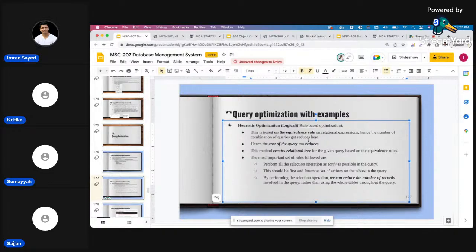Number of combination of queries gets reduced. Cost of the query also reduced. This method creates a relational tree for the given query based on the equivalence rules. Most important rules are as follows. Perform all selection operation as early as possible. This should be first and foremost set of actions on tables in the query. By performing the selection operation, we can reduce the number of records involved in the query rather than using the whole tables throughout the query.